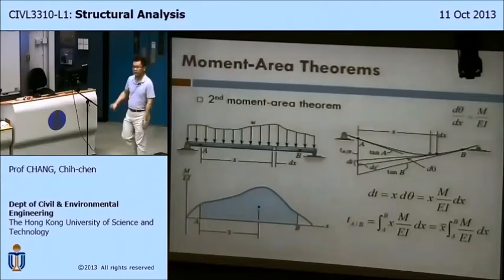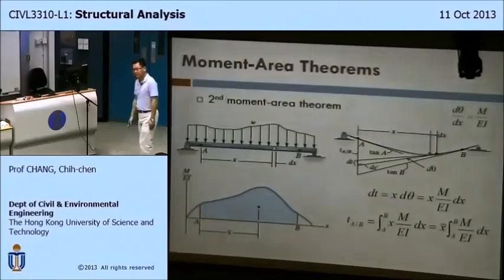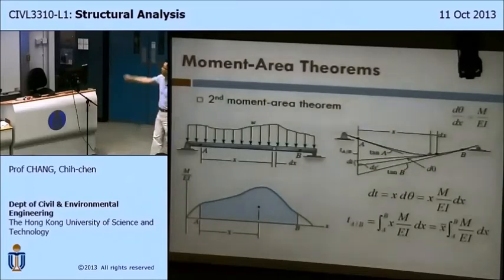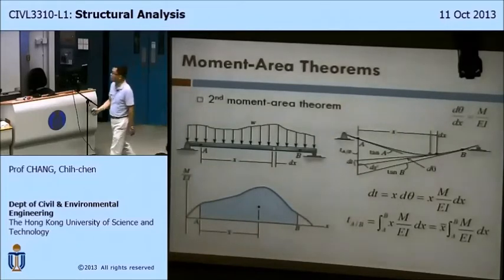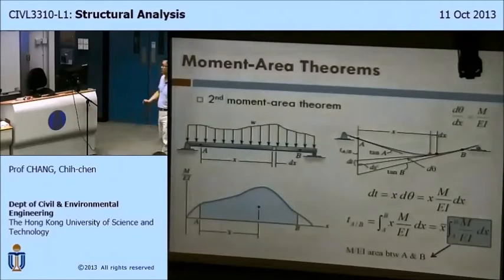Okay, so same token, if I want to do a reverse projected length, let's say I want to draw a perpendicular line there, and then a tangential line at A intersecting with that vertical line, and that will be called tB/A. It's a reciprocal of that, tB/A. And tB/A will be equal to the centroid distance there times the M over EI area. So we do have a reciprocal relationship that we can obtain.